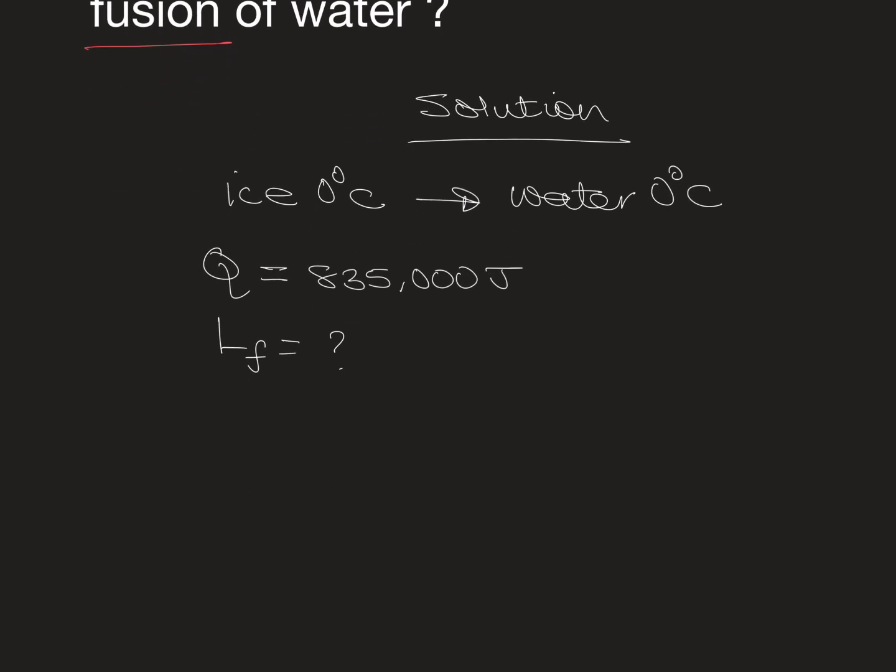The formula that we have to use when we are dealing with phase change is that Q is equal to the mass times the specific latent heat. In this case, we are dealing with latent heat of fusion, so that will be L sub F, F indicating that we are dealing with fusion. So L sub F is specific latent heat of fusion. If it is V, it will be for vaporization.